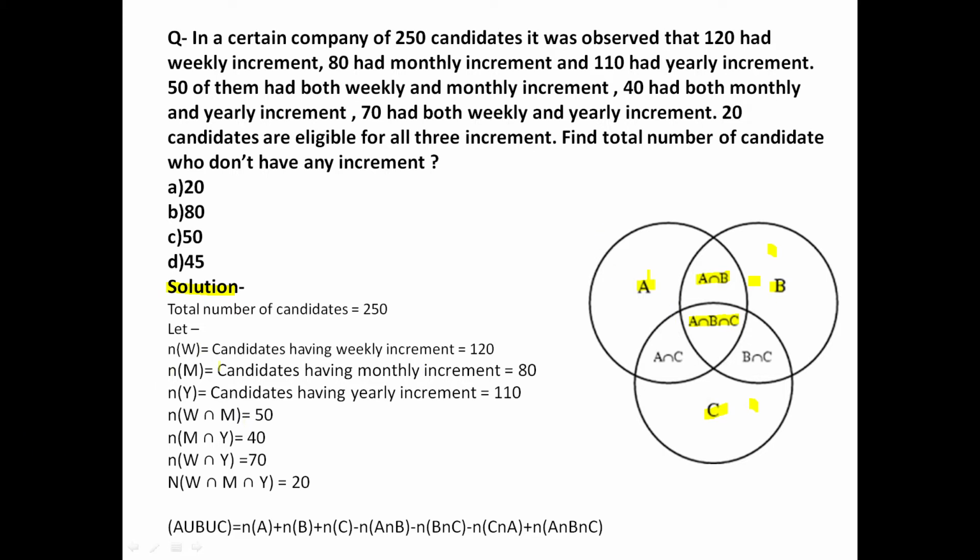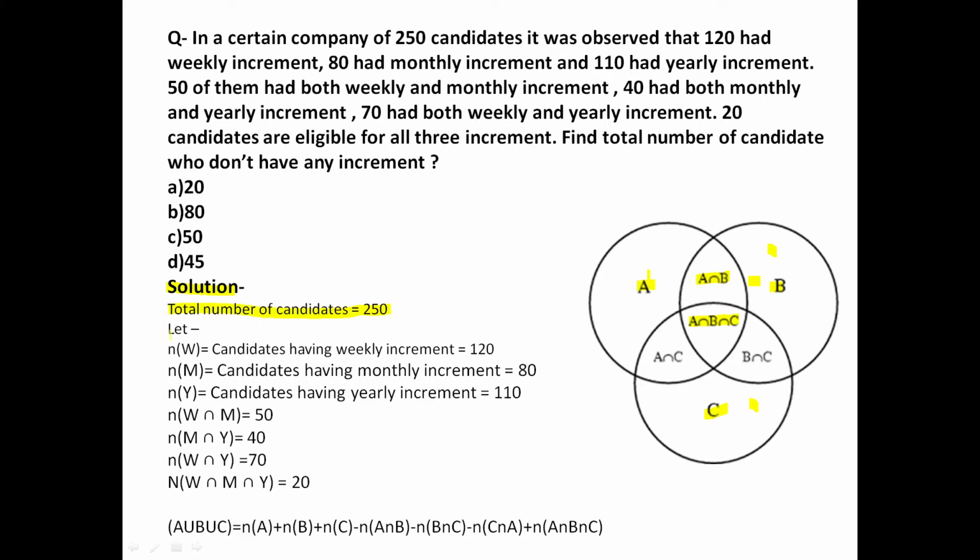My friend has already covered the Venn diagram part, so before this lecture, watch that. So let's get started with the solution. So what is given to us? They have given us that the company had 250 candidates. So write it: total number of candidates is equal to 250.